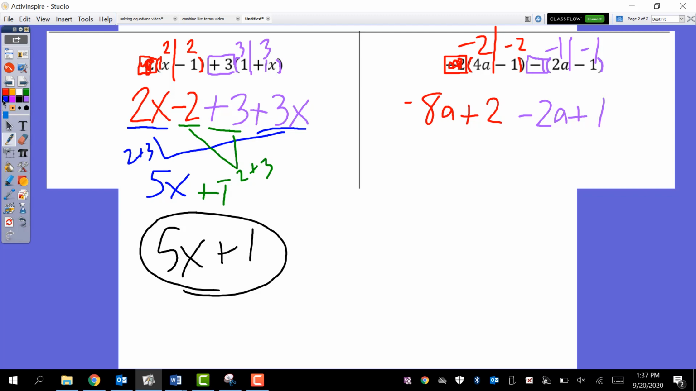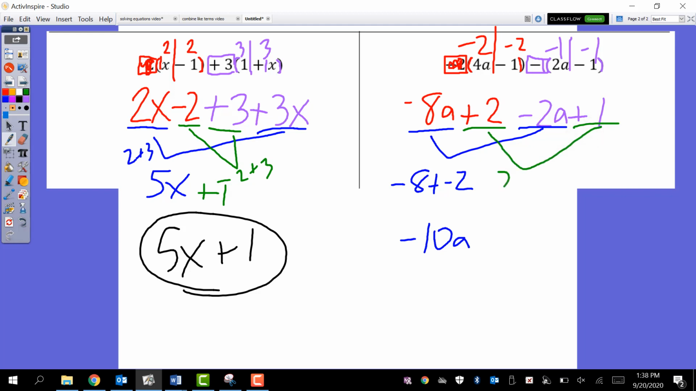And then I'm checking, can I add any of these things together? Well, I can see I have a negative 8A. Does anything else in here have an A? Yes, negative 2A. So let's add those together. Negative 8 plus negative 2 is negative 10A. And then I'm checking positive 2 plus 1. So let's add those together. 2 plus 1 is 3. What sign do I put in the middle? Got to be a plus sign because it's a positive 3.